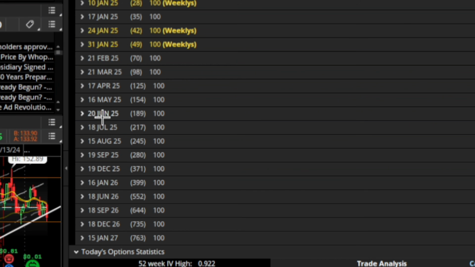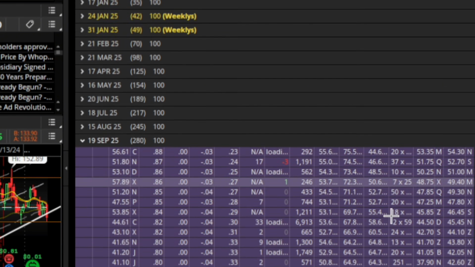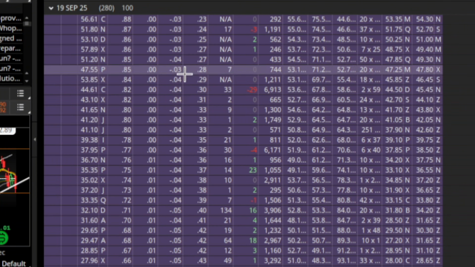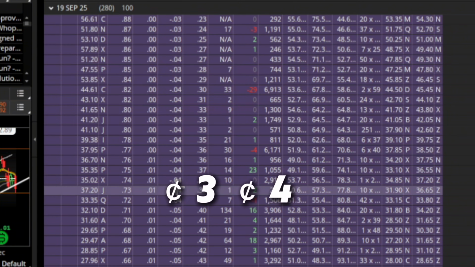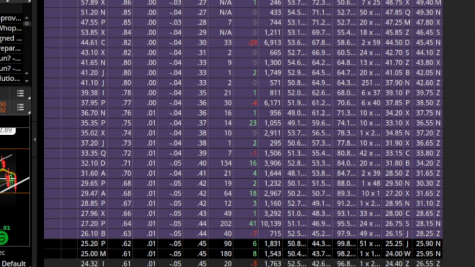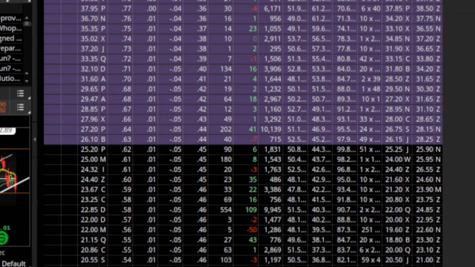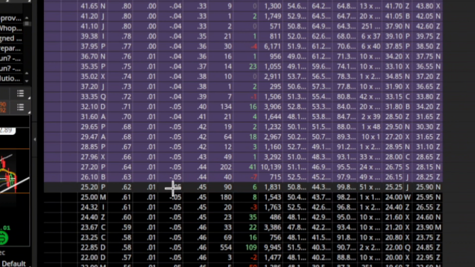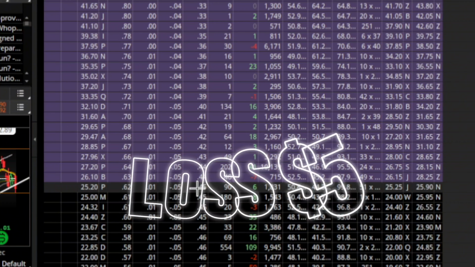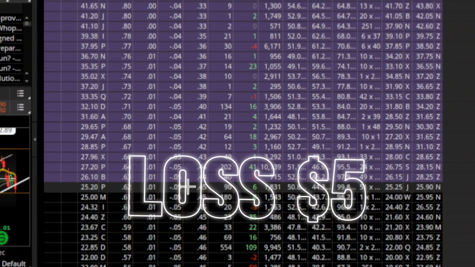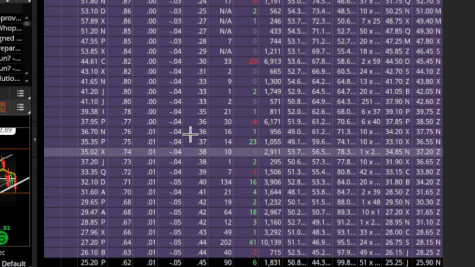And let's go out to these 280 DTEs. And if we take a look at theta, you'll see that for the in the monies, it's 3 cents, 4 cents, 5 cents for the at the monies, and then goes back down for the out of the money. So that means every single day on these options for the at the monies, they're going to lose about $5. That's their theta for 280 days out.